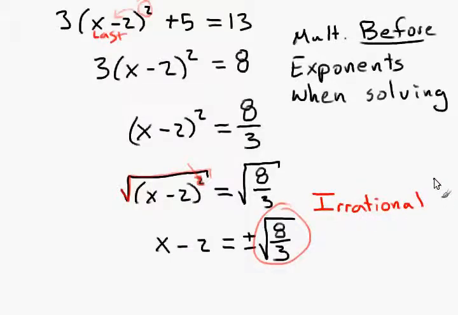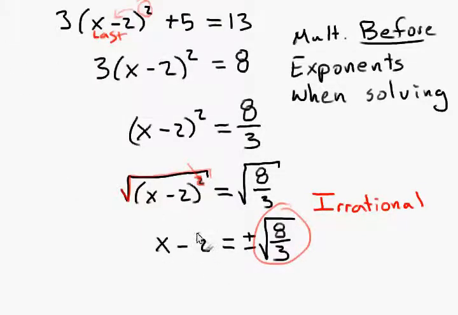The name for a number like the square root of 8/3 is irrational. We can't even simplify this down to a fraction. The only way we have of expressing it is the square root of 8 divided by 3. So we're just going to leave it like that.